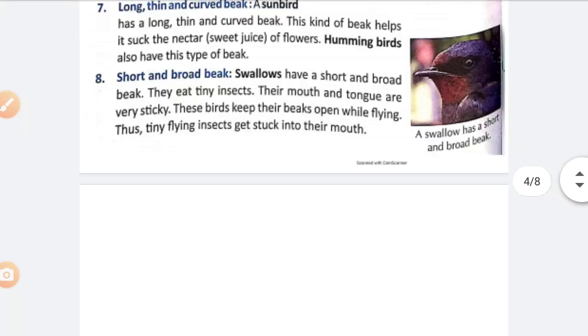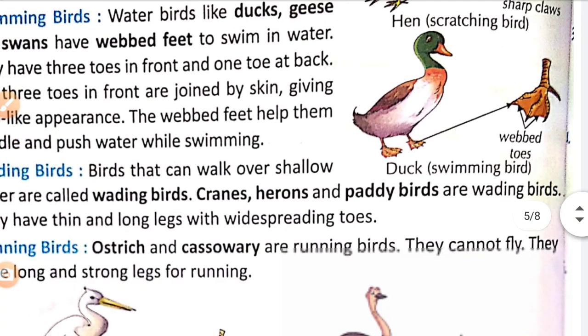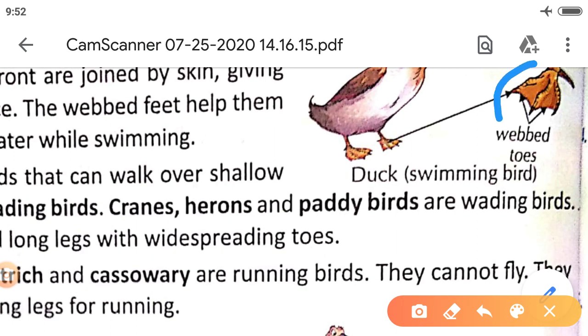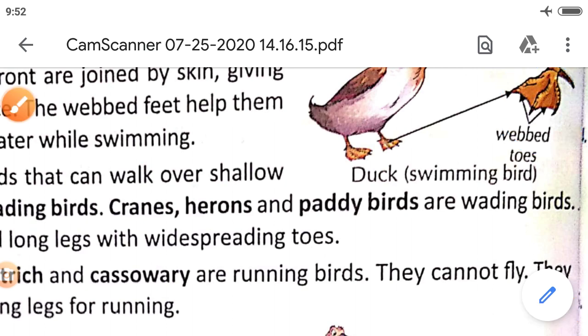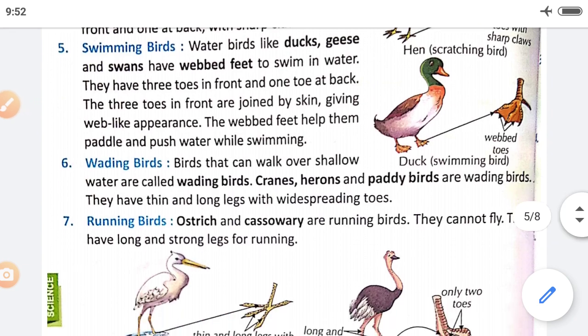Students, we are seeing the swimming birds. Duck is a swimming bird. It has webbed toes. Here are the webbed toes. So these birds have webbed toes for swimming.